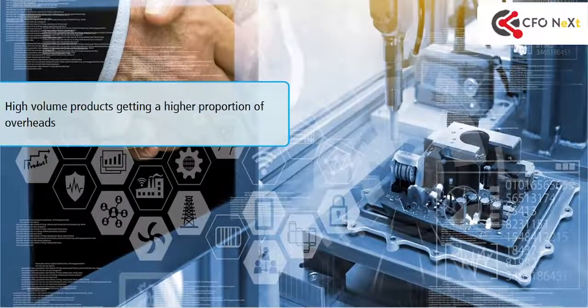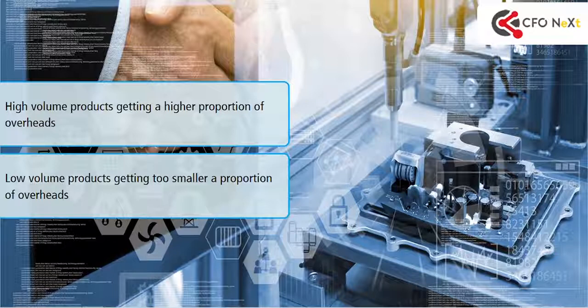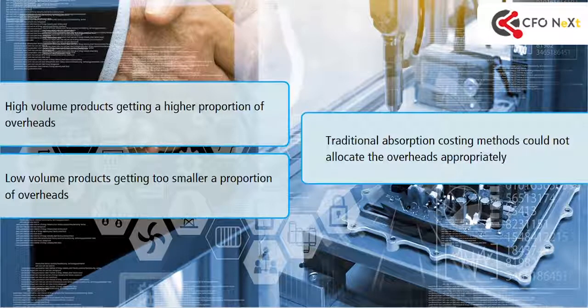This resulted in high-volume products getting a higher proportion of overheads and low-volume products getting too small a proportion of overheads. In view of this, traditional absorption costing methods could not allocate the overheads appropriately. Hence, the concept of activity-based costing was developed.